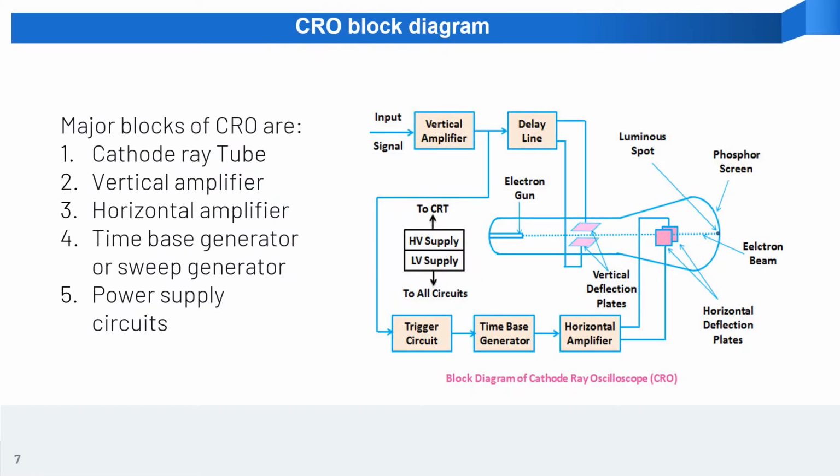Let us see the block diagram of CRO. The major blocks of CRO are the cathode ray tube (CRT), vertical amplifier, horizontal amplifier, time-base generator or sweep generator, and supply circuits. These are the major blocks of CRO.